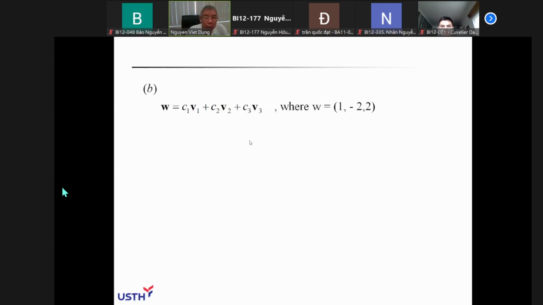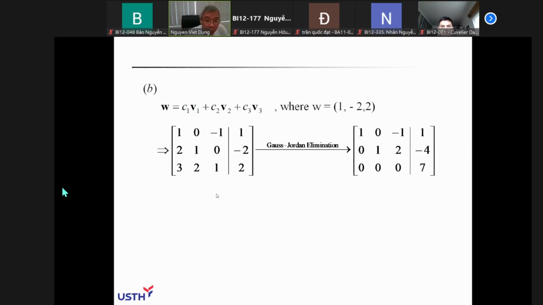Next, we consider again W equal 1, minus 2 and 2. Once again, we substitute W in here and v1, v2, v3 from the previous slide. You get that, and if we apply Gauss-Jordan elimination, you get that one. But if we look at the last line, it gives us the equation 0x1 plus 0x2 plus 0x3 equals 7. That can never happen, meaning the system has no solution. Because we cannot find C1, C2, C3 satisfying that, we say W is not a linear combination of v1, v2, and v3.